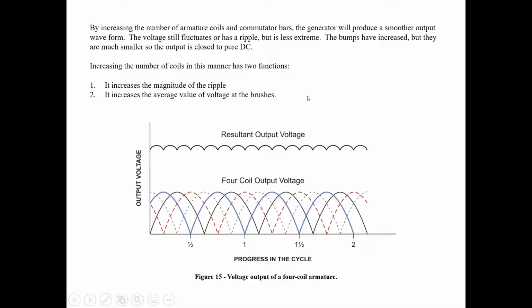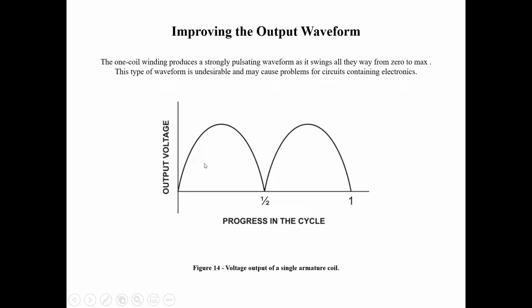So if we can add more coils and have them peak at different times, then we can smooth that output. Again, we're trying to get as smooth an output as possible. A straight line would be perfect, but we can only do so much. But this is definitely better than the peaks and valleys that we see with just the one.